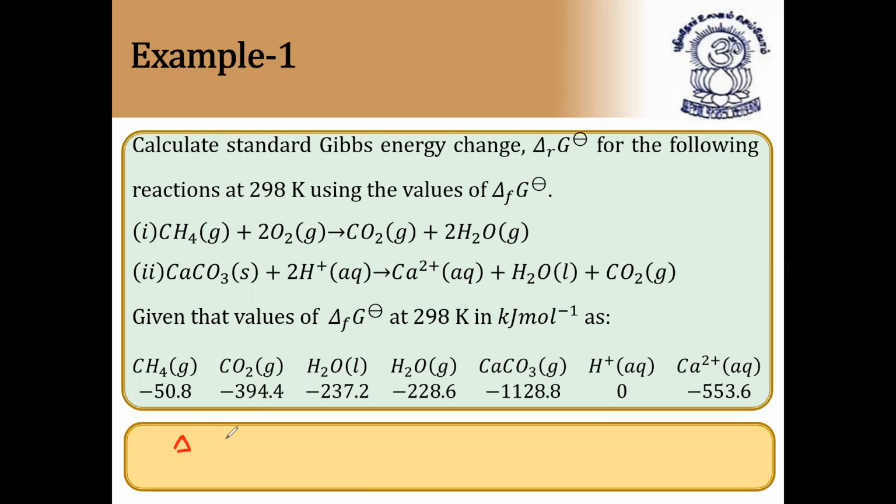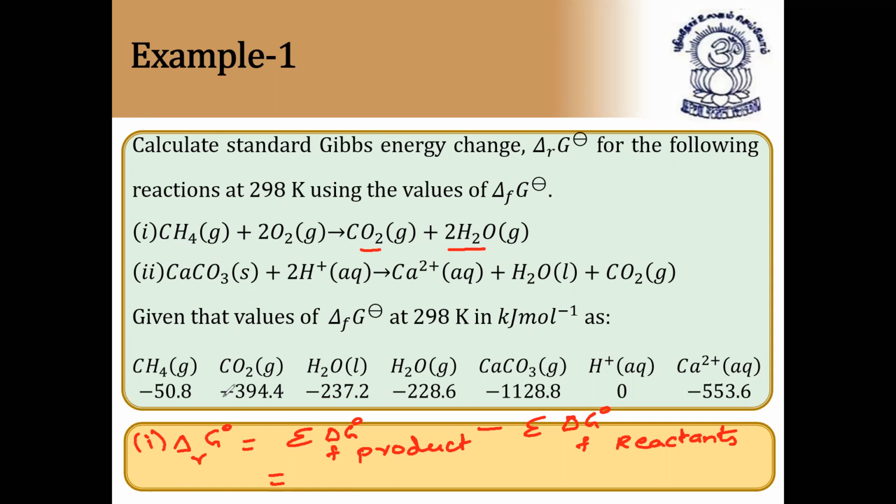So delta G degree, standard free energy change of the reaction, is equal to sigma of delta G of formation of products minus sigma of delta G of formation of reactants. We simply use this formula for first and second. So first I'm doing it here. So that is products. In the first case, what is the product? Carbon dioxide, water. So 2 moles, 2 moles. Gas is there, gas is there. So we have to consider.